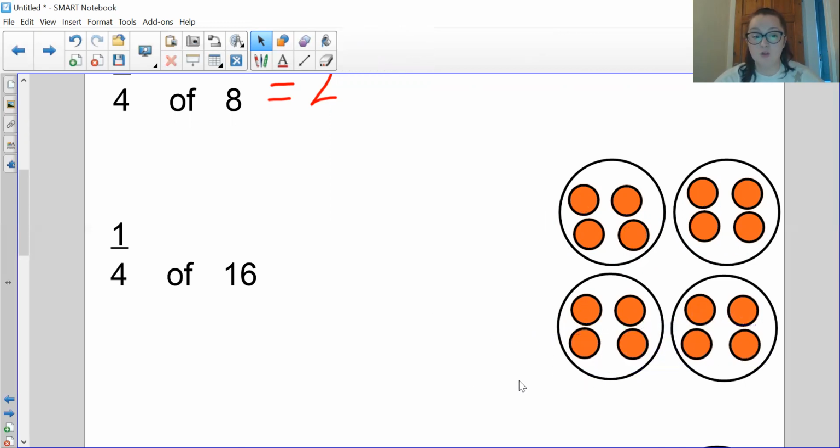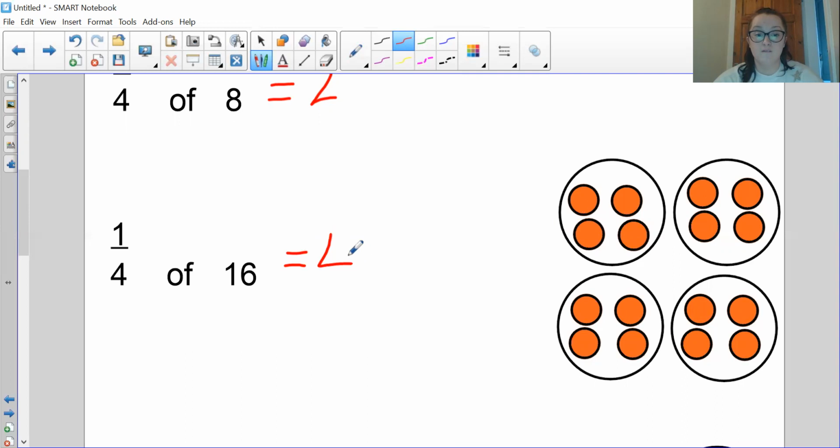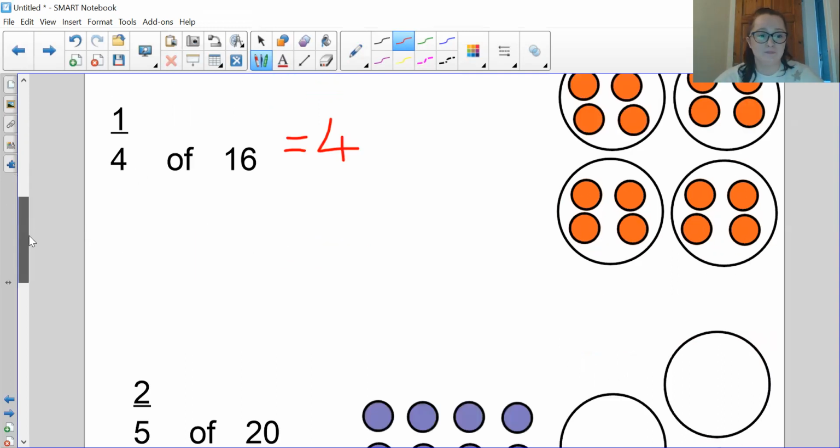So remember, I'm only looking for 1/4, aren't I? Now I've split my 16 up into quarters. How many is in 1/4, Year 3? There are 4 in 1/4. So 1/4 of 16 equals 4. Super. Let's have a look at another one.